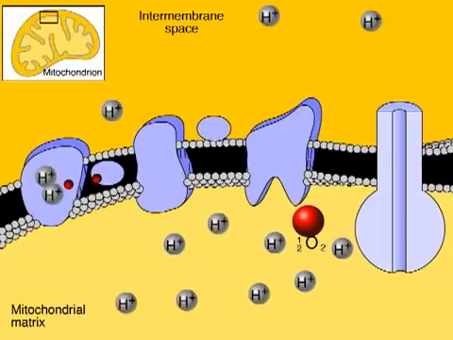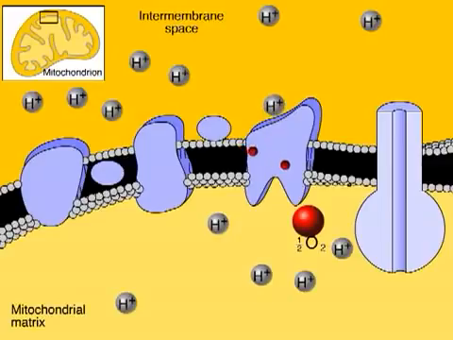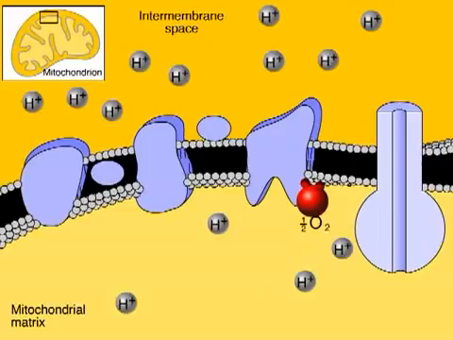The energy given up by the flow of electrons is used to pump hydrogen ions from the mitochondrial matrix into the intermembrane space. Oxygen captures the electrons in the very last step in electron transport. The last complex adds a pair of electrons to an oxygen atom and two hydrogen ions, forming water.